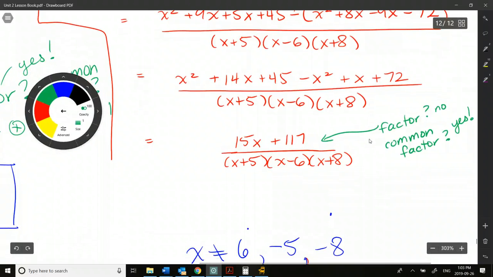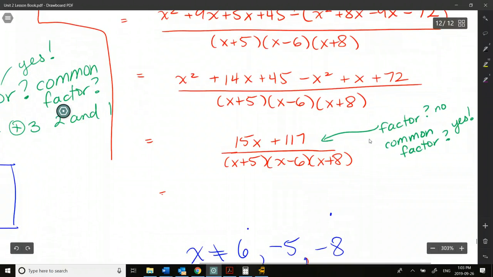So remember, factored form is simplest form. If I can factor, I will. So we're going to remove a 3. Divide that out from each term, and what is 117 divided by 3? Is it 39? Great.